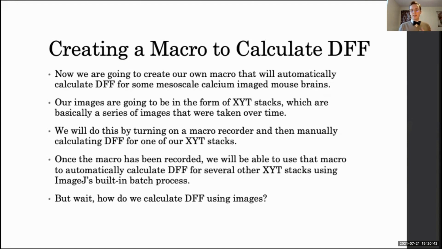And now we are going to create our macro by simply turning on the macro recorder and then manually calculating DFF step by step for some of our stacks. The macro recorder is going to record all of our actions so that we can then just repeat them with the click of a button. Then, once we have created our macro, we are going to use it to automatically calculate DFF for 5 other stacks using ImageJ's built-in batch process functionality.